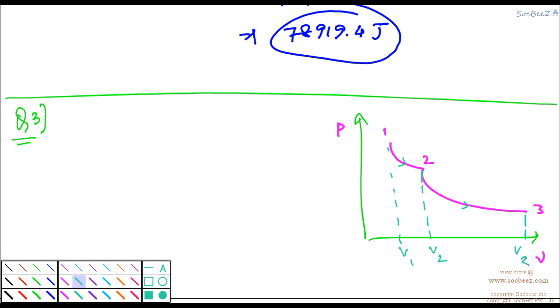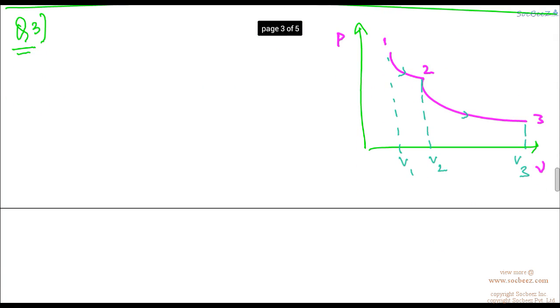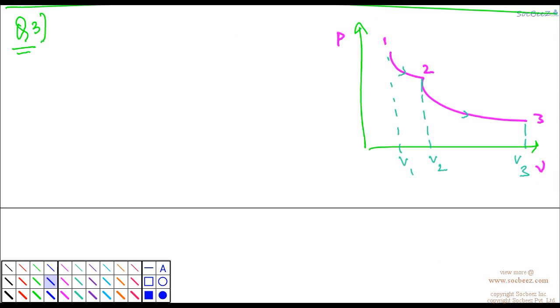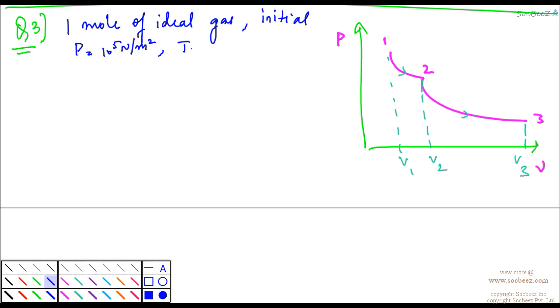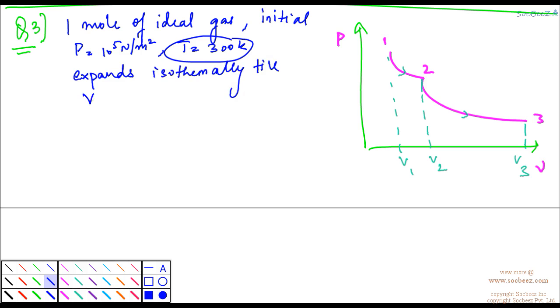The volume at all these states is V1, V2 and V3. What does the question say? 1 mole of a perfect gas or an ideal gas, with initial pressure equal to 10 raised to power 5 Newton per meter square and temperature equal to 300 Kelvin respectively, expands isothermally till volume doubles.